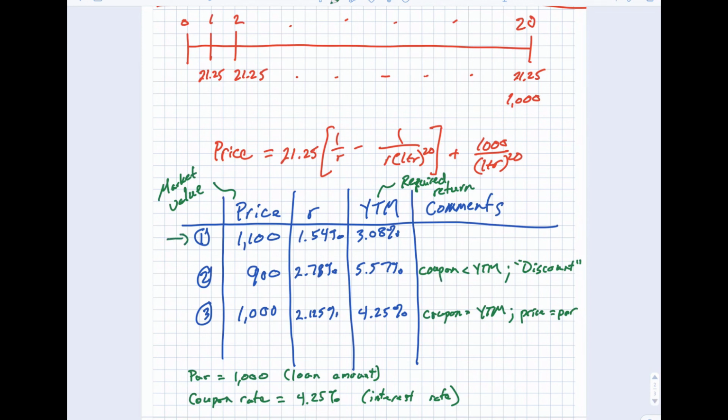And finally, scenario 1, we have coupon rate greater than the yield to maturity. 4.25% is greater than 3.08%. And so we've got a loan where the interest rate is actually more than investors require. And so what are investors going to do in the open market? Well, they're going to be willing to buy or sell this loan for more than the loan amount. And that's exactly why we have a price of $1,100, which is in excess of the par value of $1,000. And so we would say that this bond sells at a premium. That is, the price of $1,100 contains a premium over the par value of $1,000.